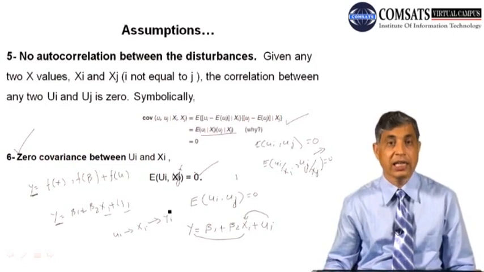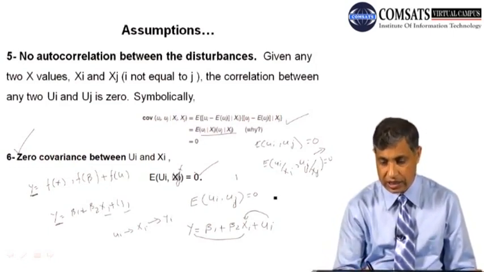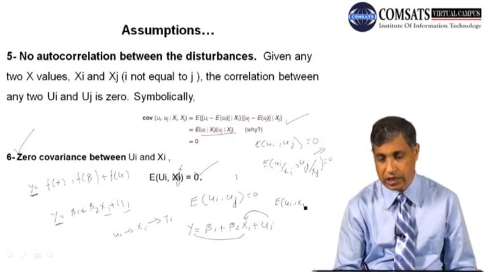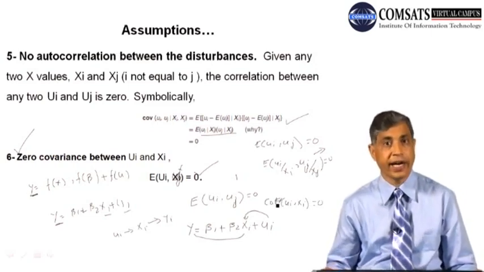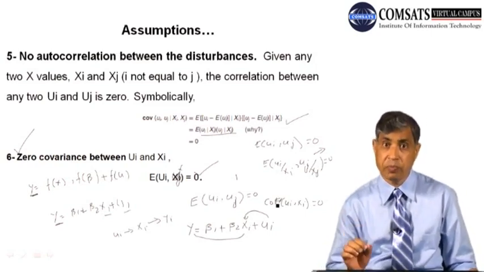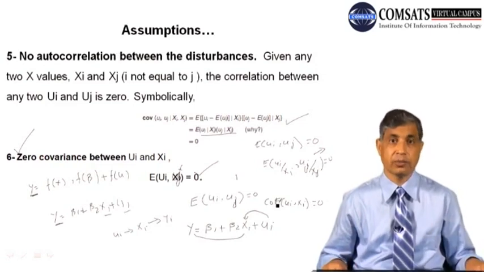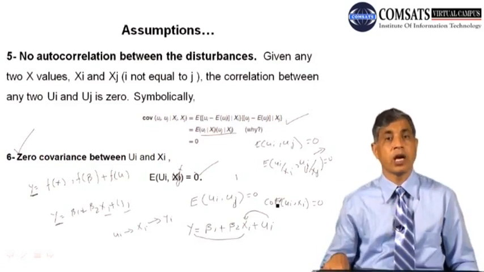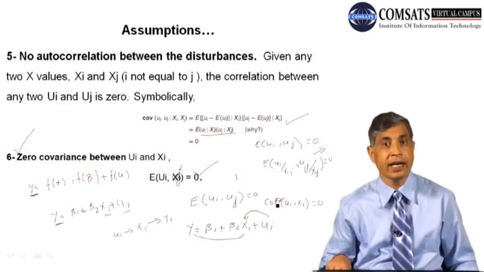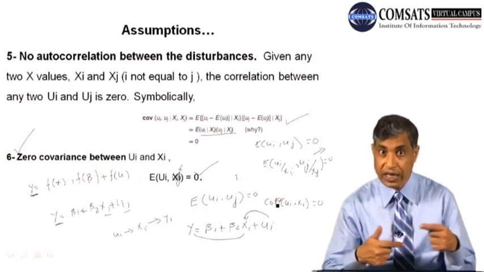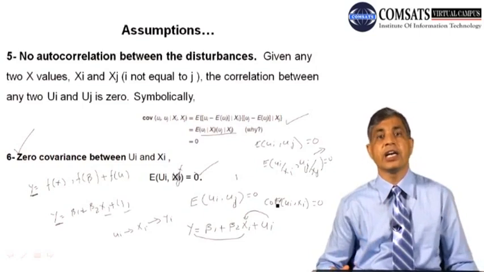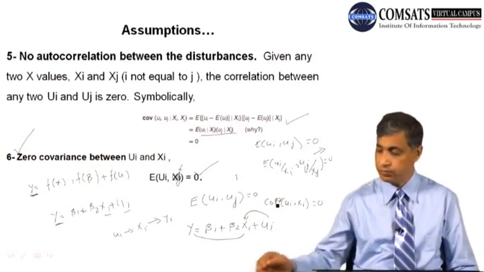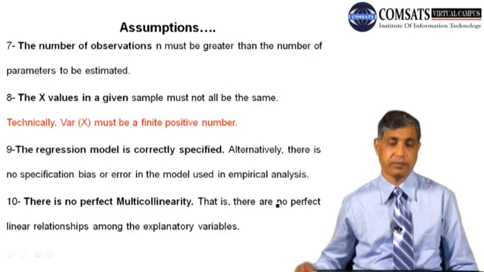If I would like to write it in notation, the expected value of ui xi is 0. This is the covariance of ui and xi. This is again a very simple, very interesting and very important assumption. What this assumption says is that the independent variable has no link with the error term because their effects should be independent, and if they are correlated, then one is affecting the other and ultimately the independent variable will be affecting the error term.